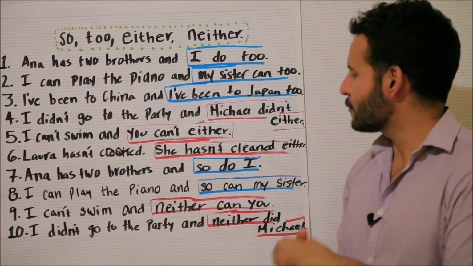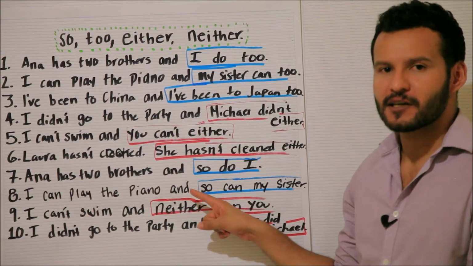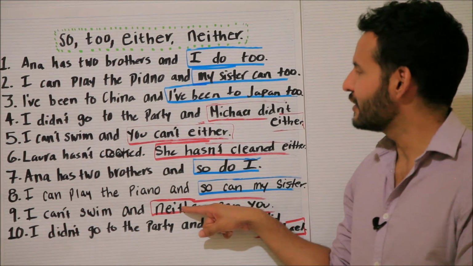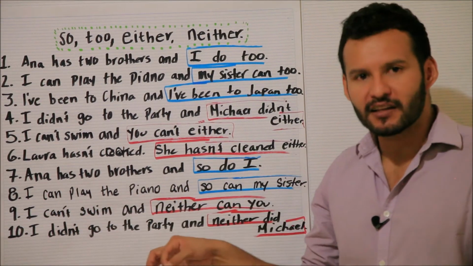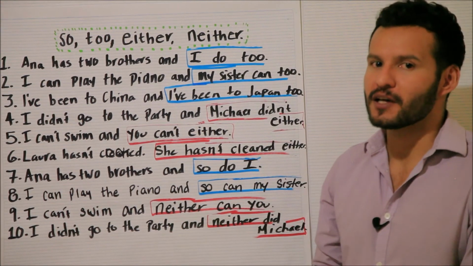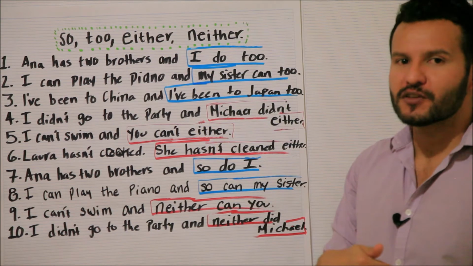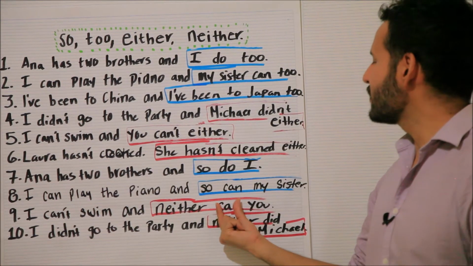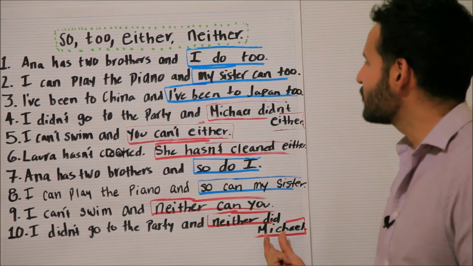And finally, we have the word neither. And again, basically, it's the same thing as so, but in the negative form. So if the verb is negative, you don't say so, you say neither. And again, we have to be very careful with the structure. It's the same thing as so. Neither, auxiliary verb, subject.